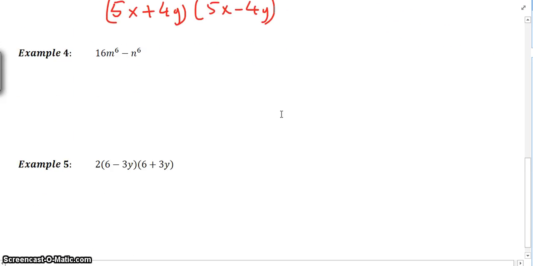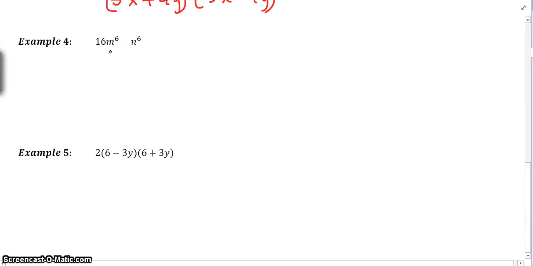Let's look at the next example right here. This one's a bit tricky because we've got to the power of 6 now. But never fear. What we're going to do is exactly the same thing as what we've been doing. What's another way of writing 16m to the power of 6? Well, I'm going to be writing that as (4m to the power of 3) squared minus (n to the power of 3) squared.